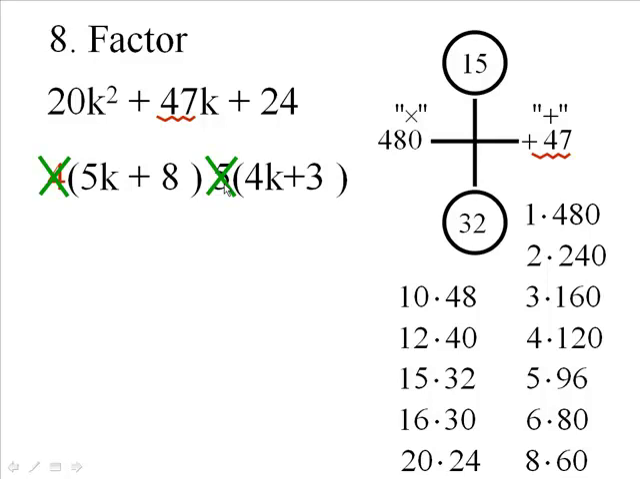That made 20. Remember we wrote 20 and 20? We had an extra 20. Well, there it is, 4 and 5. We're going to get rid of that right now. Final answer, 5k plus 8 times 4k plus 3. This is the no-fuss factoring method.